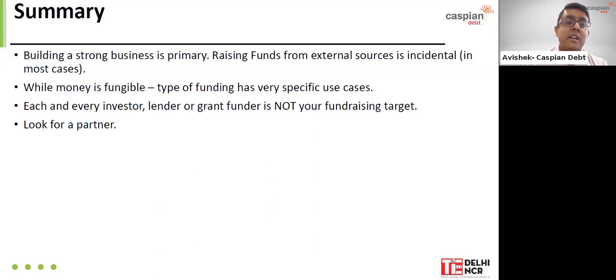But what you have to realize is that all lenders are not suitable for you at every stage of the life of the company. Similarly, all equity investors are not suitable for every stage.